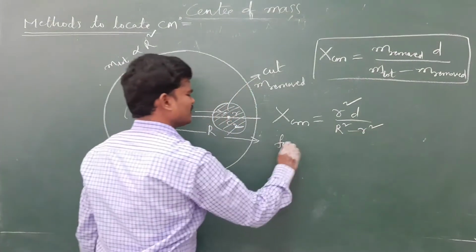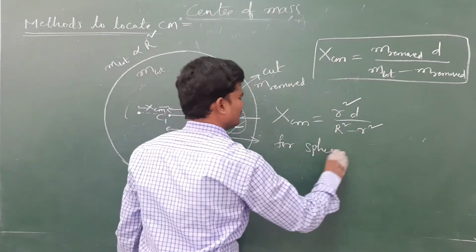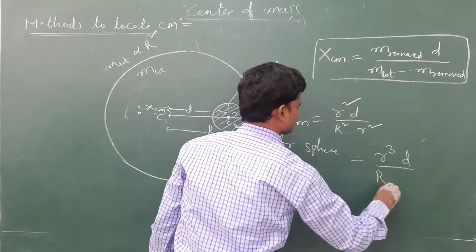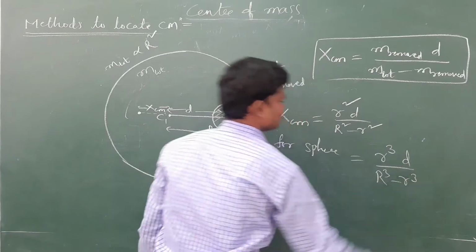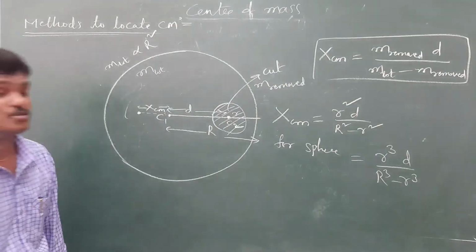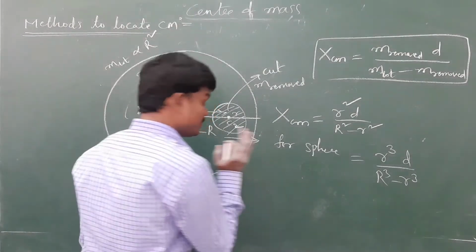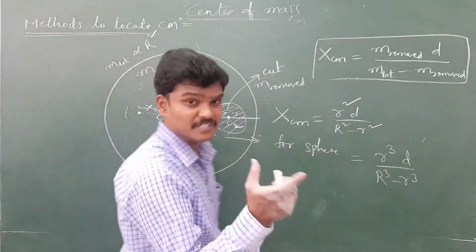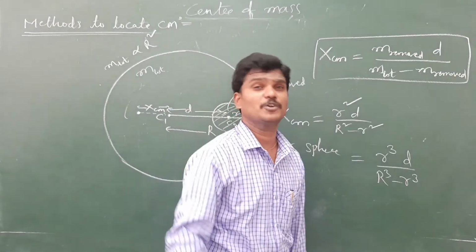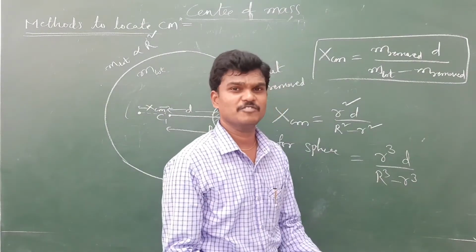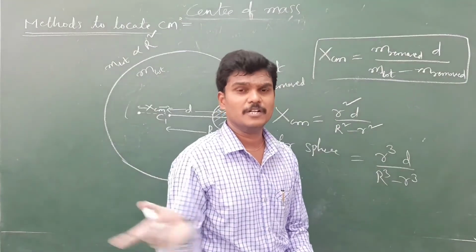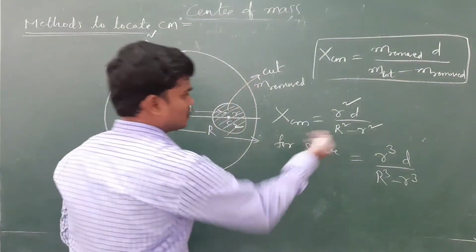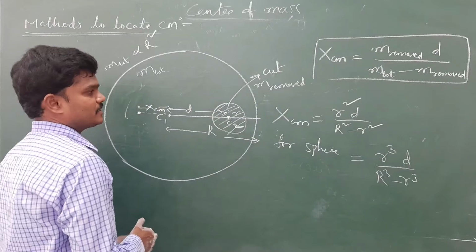For sphere, let me write directly: r cube into distance by r cube, because for a sphere, mass is proportional to cube. From a big sphere, a small sphere is cut. If from a big sphere a small cube is cut, it is different. Again, you have to take the volume concept. The volume of the sphere is 4 by 3 pi r cube. In the volume of the cube, some a cube you will get. So r cube into distance by r cube minus r cube.